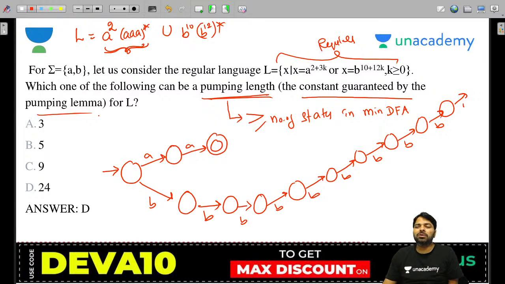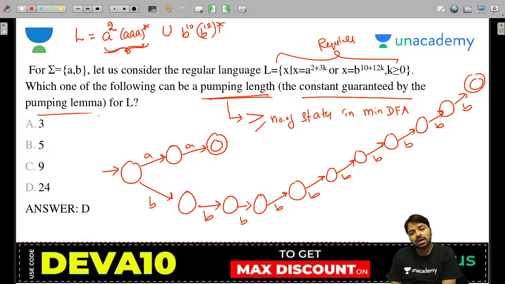Some people are thinking, sir, why should I design? Because you should design to understand, or you should realize what is the meaning, right? Okay, 10 b's, minimum 10 b's. Now after this, every 3 a's you need to accept the string. That means you can't come back to initial.